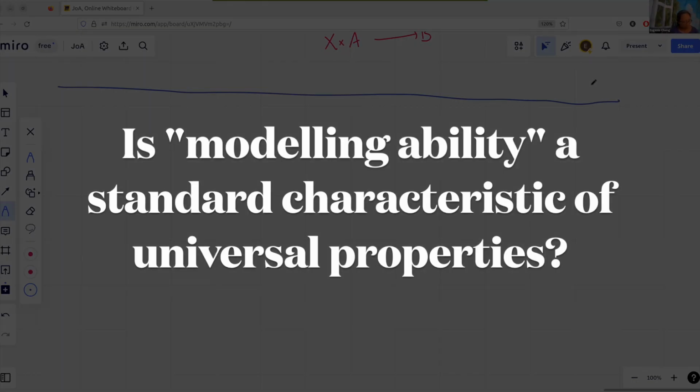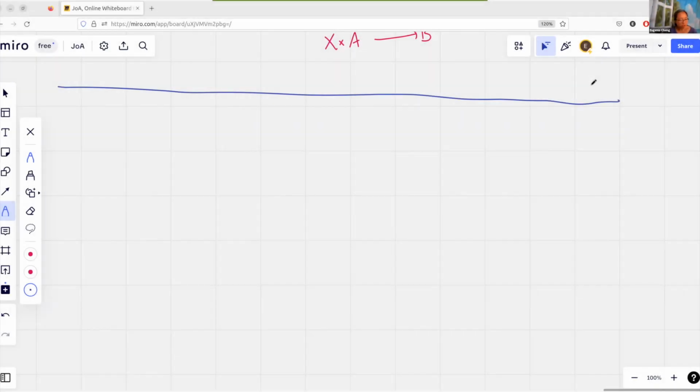Is modeling ability a standard characteristic of a universal property? If so, what could you use products to model? I'm afraid that my psychic powers are failing me on this occasion, and I'm really not sure what you mean by modeling ability. What could you use products to model?